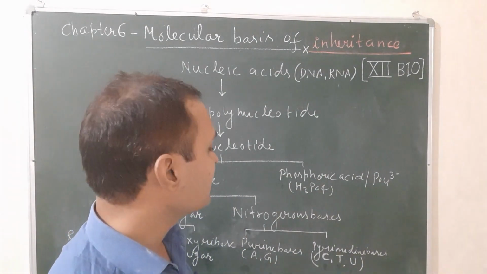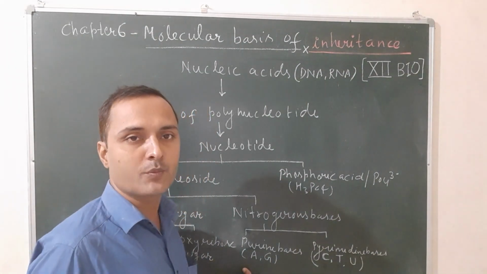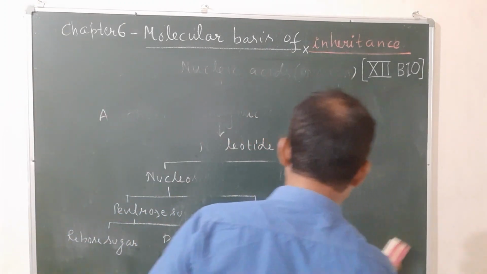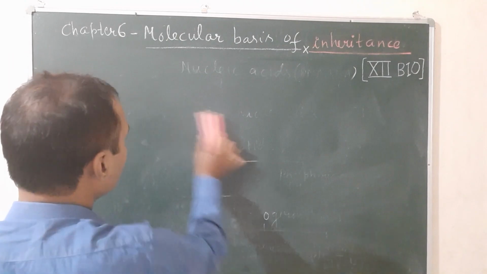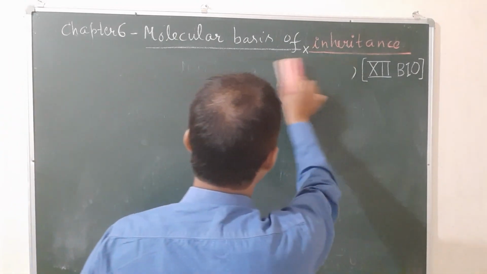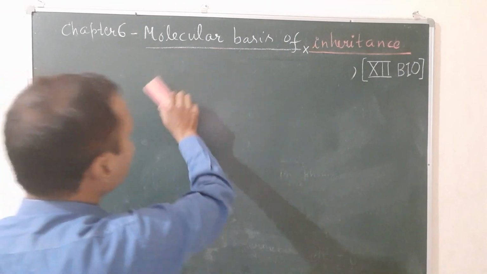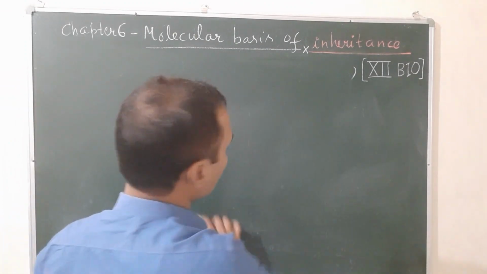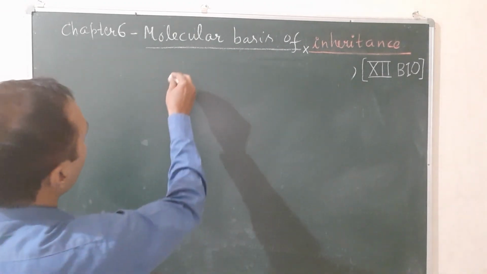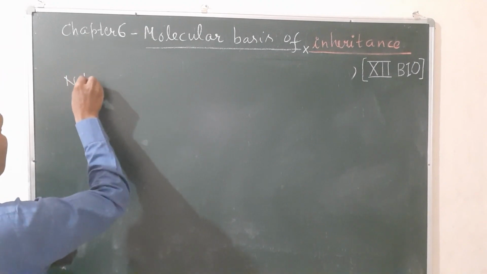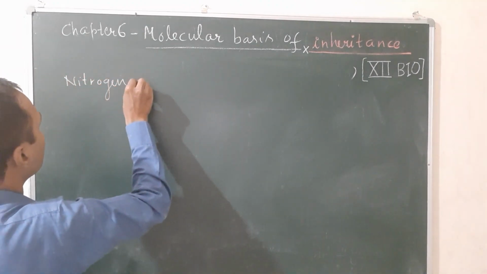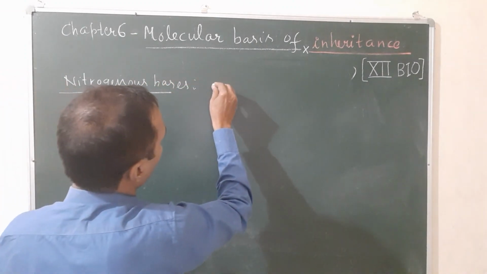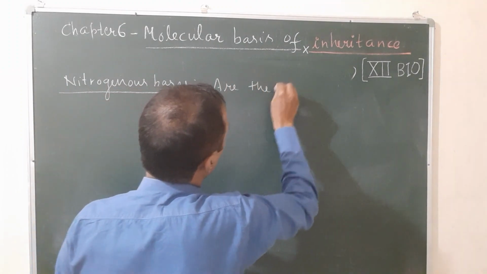Now let us see the structure of the various components of nucleic acids. First, you have to know the nitrogenous bases. Nitrogenous bases are heterocyclic compounds. Why heterocyclic? Because they contain other atoms besides carbon and hydrogen. So first of all, you have to define nitrogenous bases. These nitrogenous bases are heterocyclic compounds.